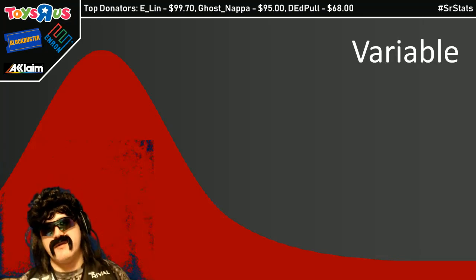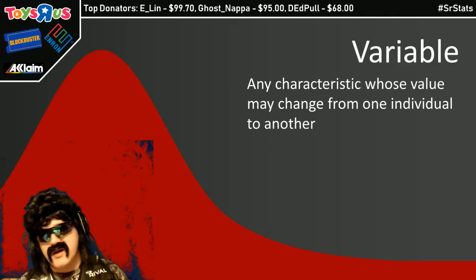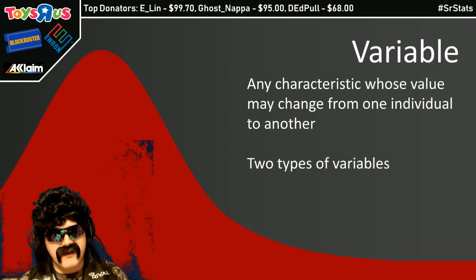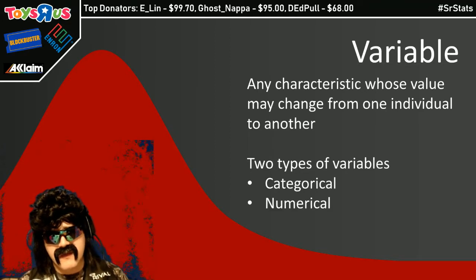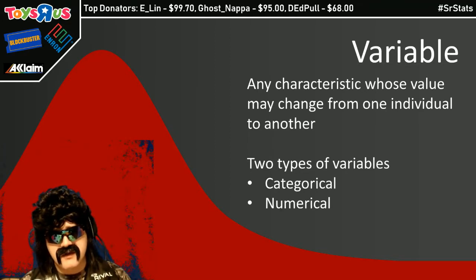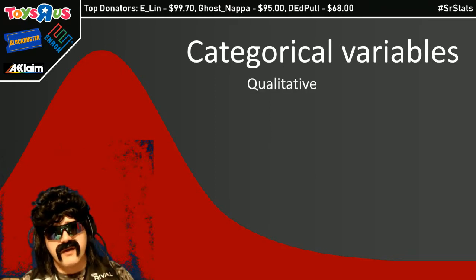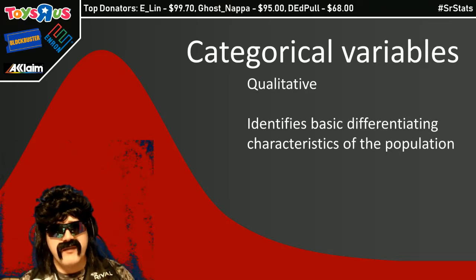Alright, so let's talk about variables now. Variables are any characteristic whose value may change from one individual to another. There's two types of variables, categorical and numerical. First, categorical. They're qualitative. They identify basic differentiating characteristics of the population.